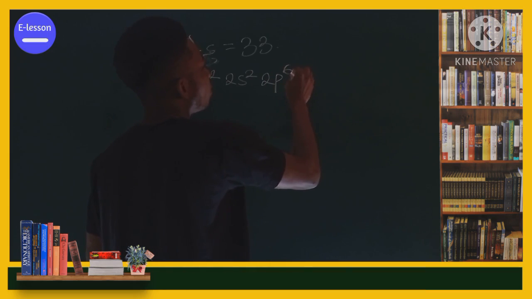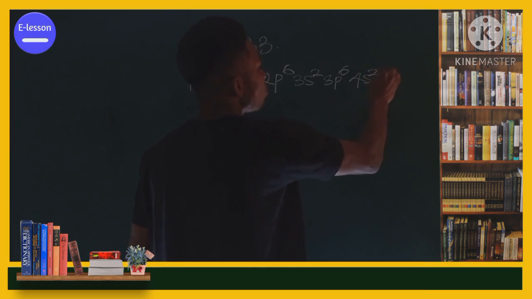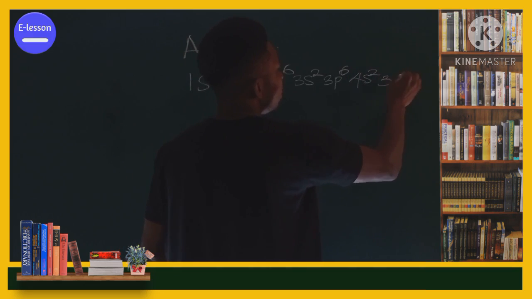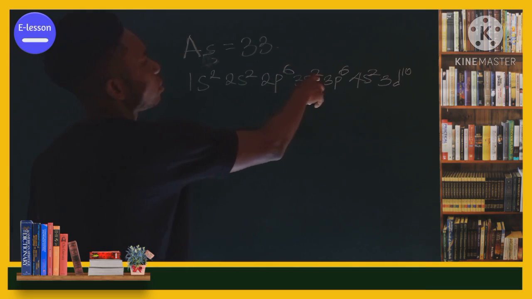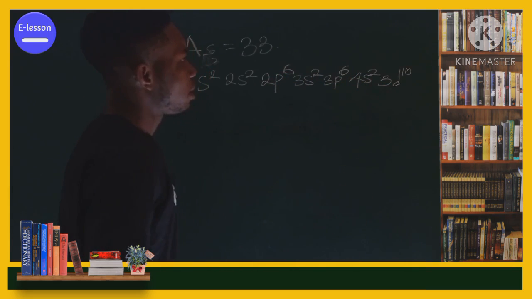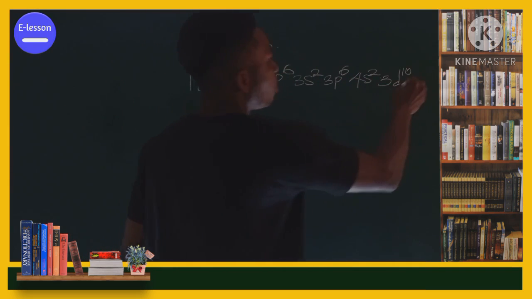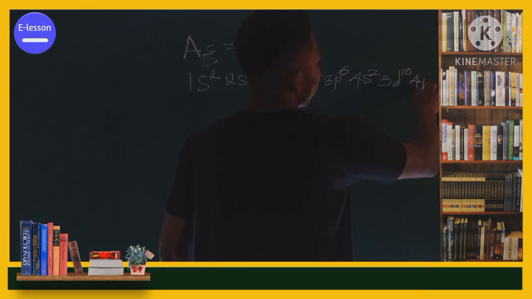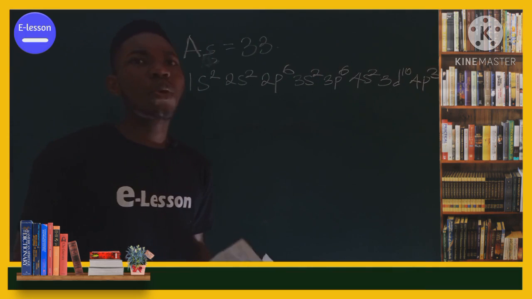Then we have 3s2, 3p6, 4s2, 3d10. Then how many have we filled now? This is 10, 20, 30. 3d10. Then what are we going to have? We are going to have 4p3.